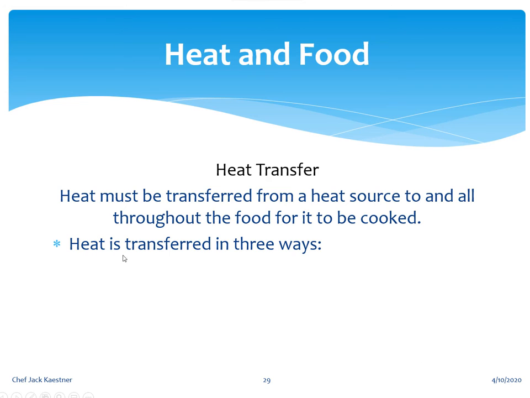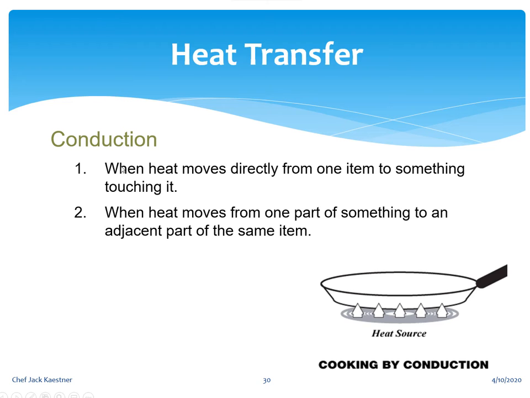Heat is transferred in three different ways: conduction, convection, and radiation. And induction is another form of radiation, but you're starting to see more induction burners. Conduction is when heat moves directly from one item to something else. So you've got the heat source, it heats the pan. So the heat is just moving, conducting from one item to the other.